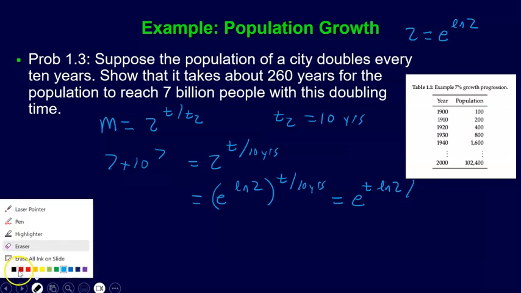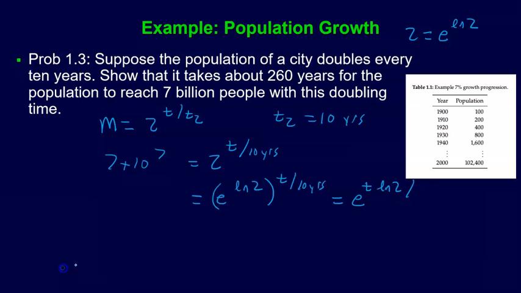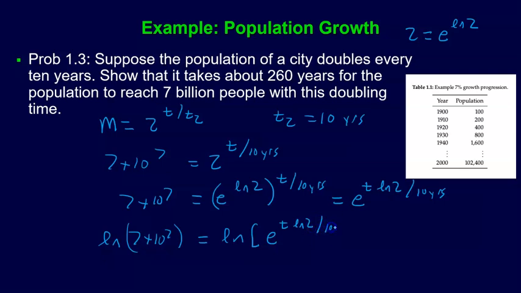So the equation is again 7 times 10 to the 7 equals this. I'm going to take the natural log of both sides, and so I get the natural log of 7 times 10 to the 7, and over here the natural log of this exponential of t times natural log of 2 divided by 10 years. And of course, we know that the natural log of the exponential of something is just that something here.